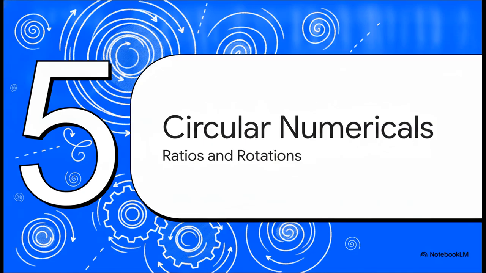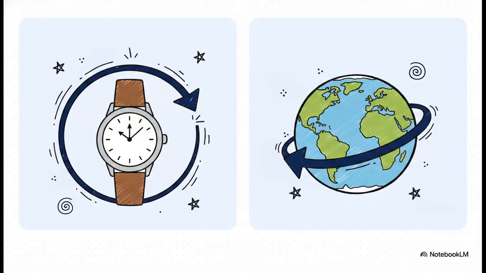Section 5. Circular motion numericals, ratios, and rotations. Let's put these spinning dynamics to the test with a brilliant conceptual riddle. Which has a greater angular velocity, the tiny hour hand of a standard watch or the entire planet Earth spinning on its axis? Keep in mind, we aren't talking about linear speed here. Obviously, the Earth is hurtling much faster through space. We're strictly asking which one completes its 360-degree rotation faster.